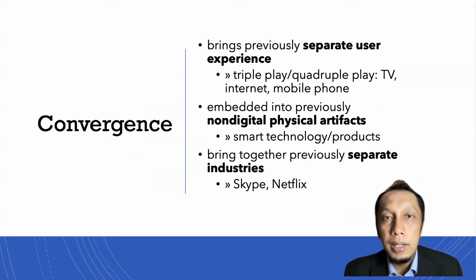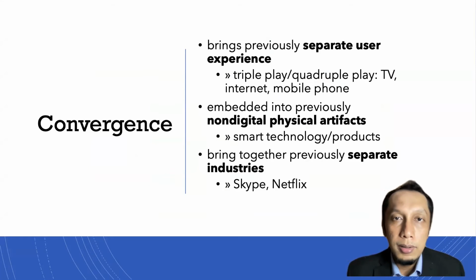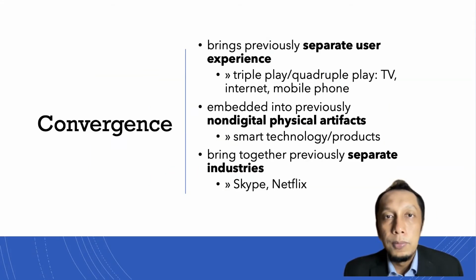Using a mobile phone, you can make a call with your friends. You can also watch a football match from your mobile phone. You can also text your friends. You can also write documents. You can also make a video and things like that. So bringing previously separate user experiences into one device or one tool is called convergence.